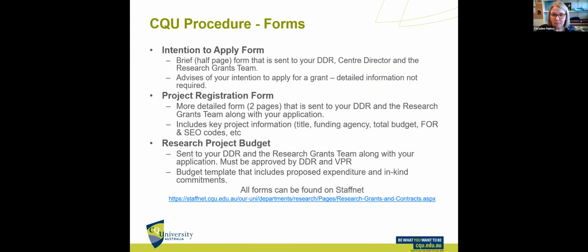So in terms of the procedure for applying for external grants, there are a few steps to complete along the way. There's an intention to apply form, which is a very brief half-page form that's sent to your DDR, your centre director if you're affiliated with a research centre or institute, and the research grants team. What that does is advise of your intention to apply for a grant. It doesn't require detailed information, but it's essentially a heads up.